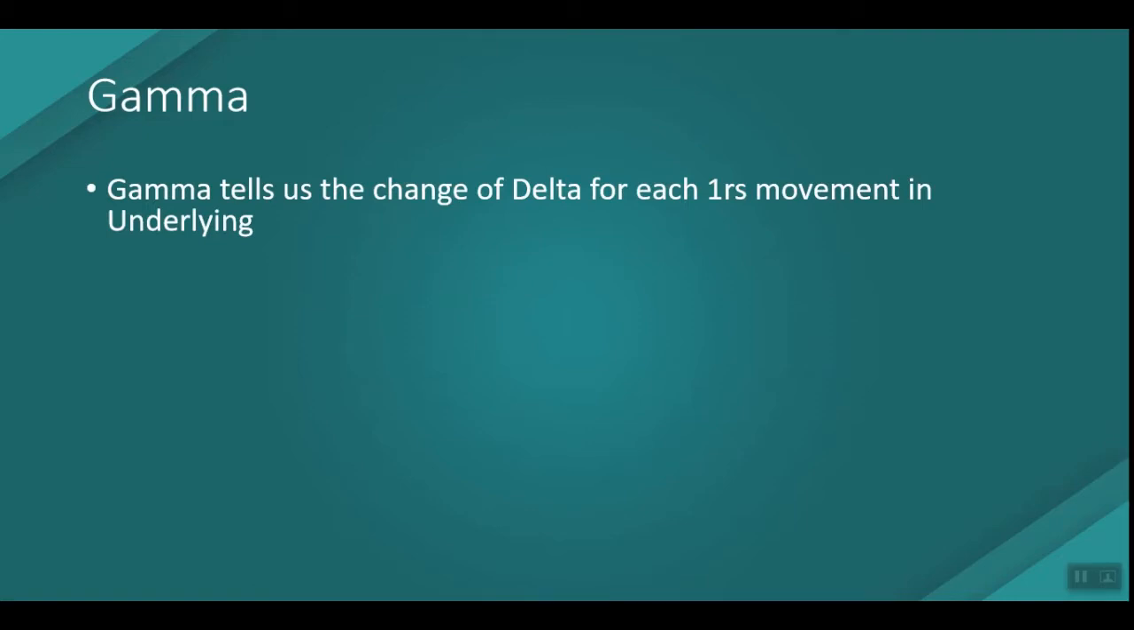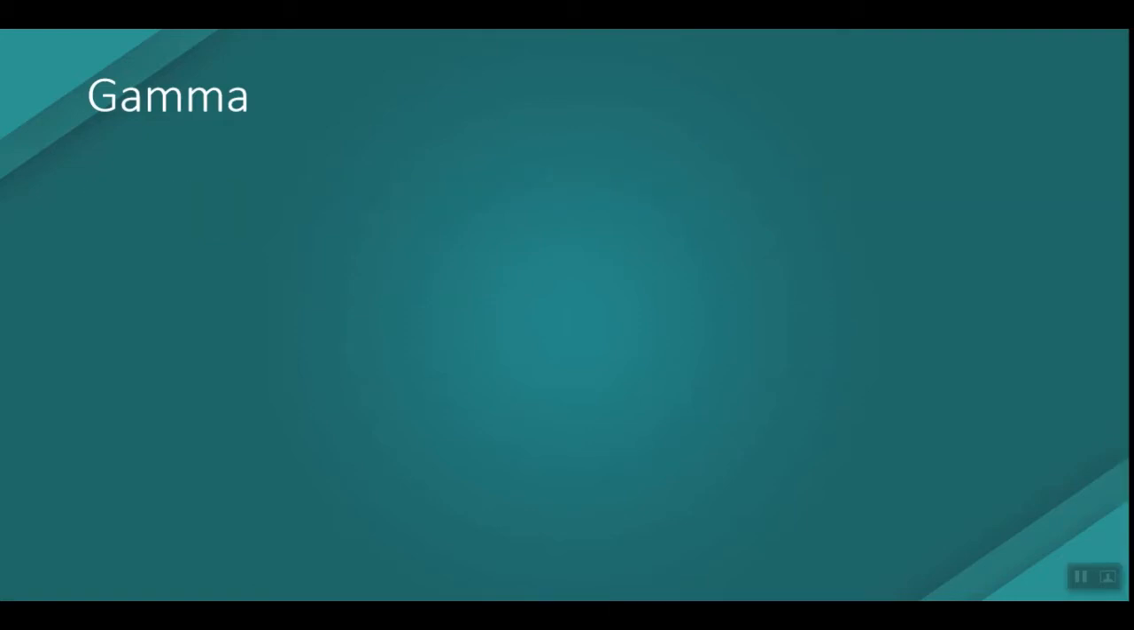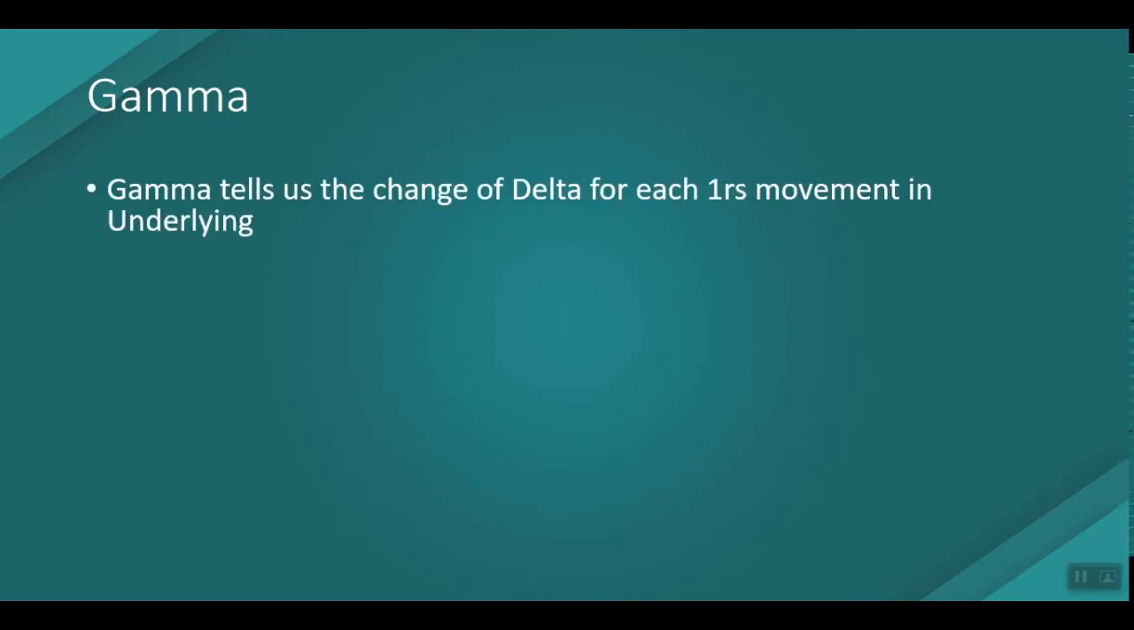Okay, so gamma. Earlier we had a look at the delta. Delta tells us how the option premium will move based on the underlying stock. Now the gamma tells us the change of the delta for each 1 rupee movement in the underlying. The delta is not a constant value; based on the underlying stock price movement, the delta also changes.